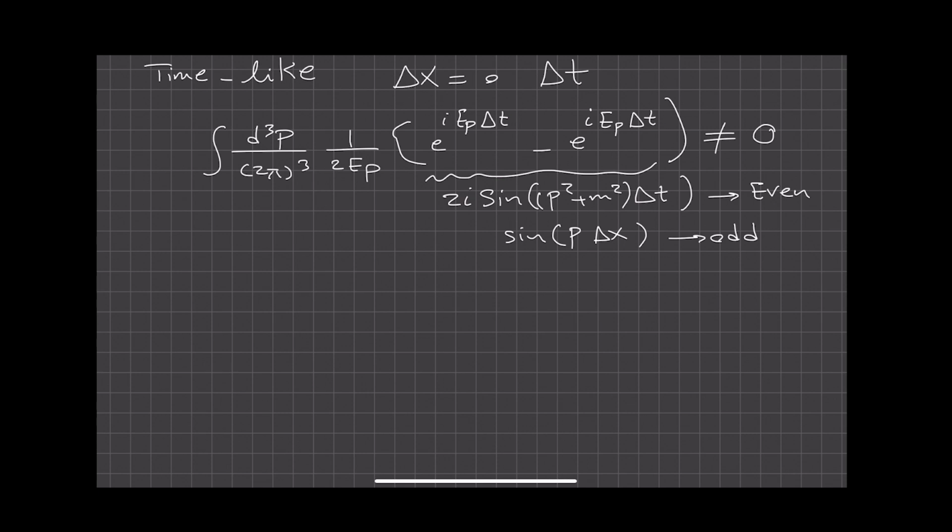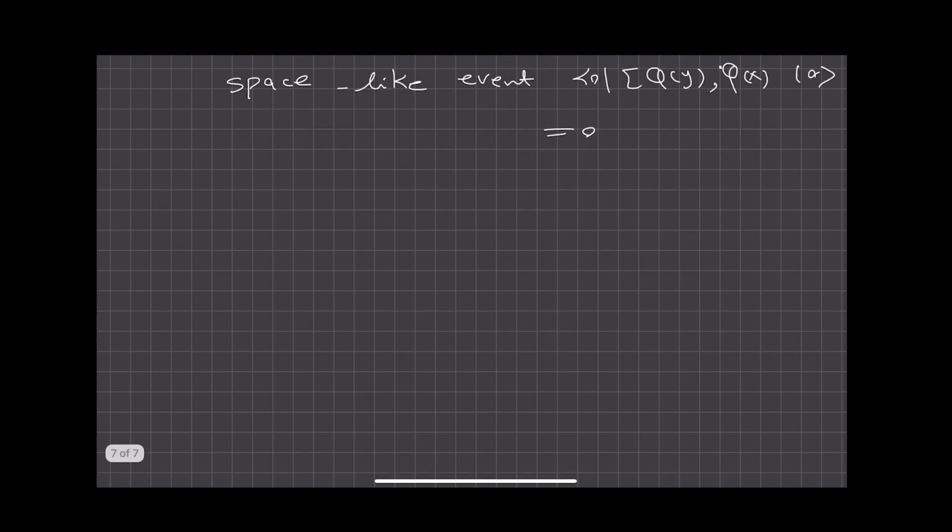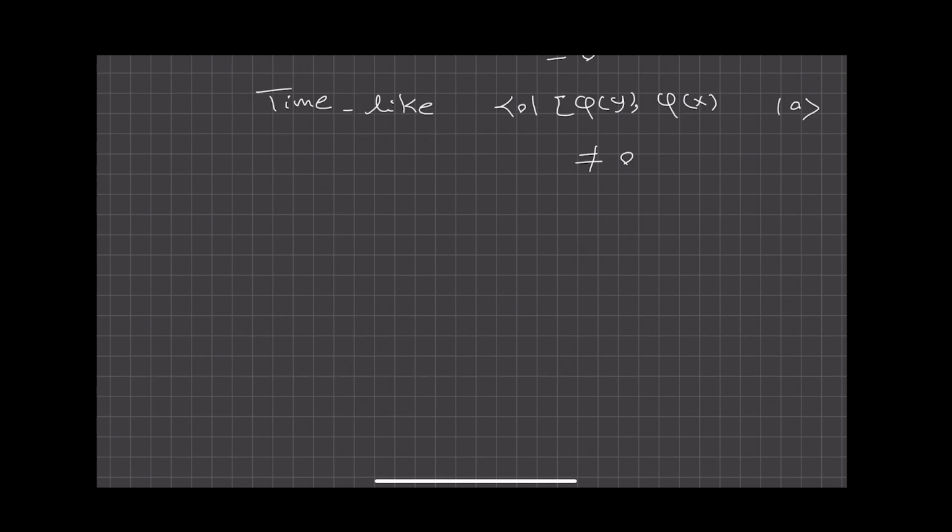So that's how we show that for space-like events, the expectation value of this commutator is equal to 0, and for time-like, the same expectation value is non-zero. And that's how the problem of causality can be solved in Klein-Gordon field theory when we are comparing it to regular quantum mechanics. So that's the whole argument for the Klein-Gordon field.